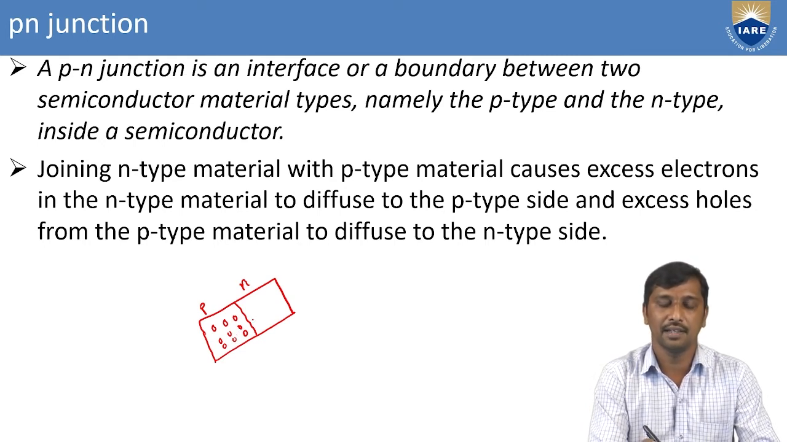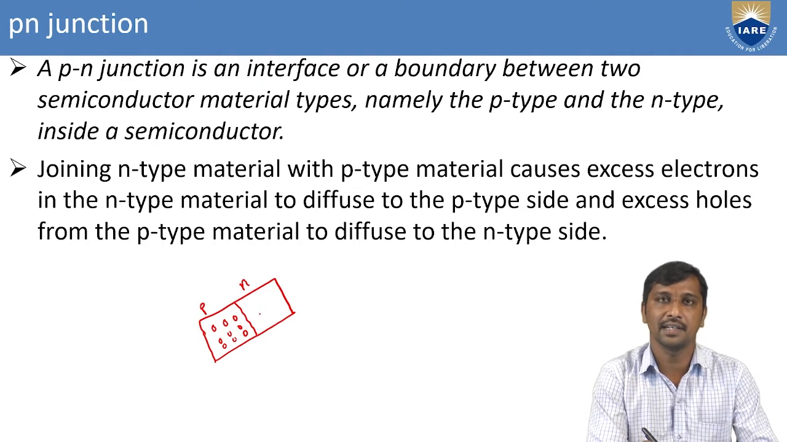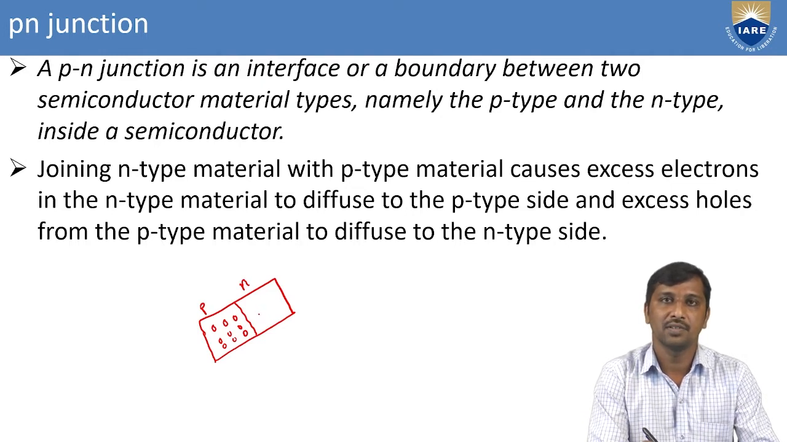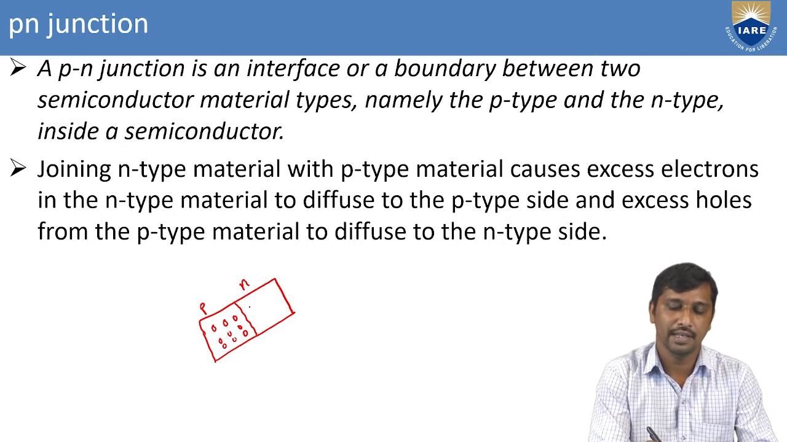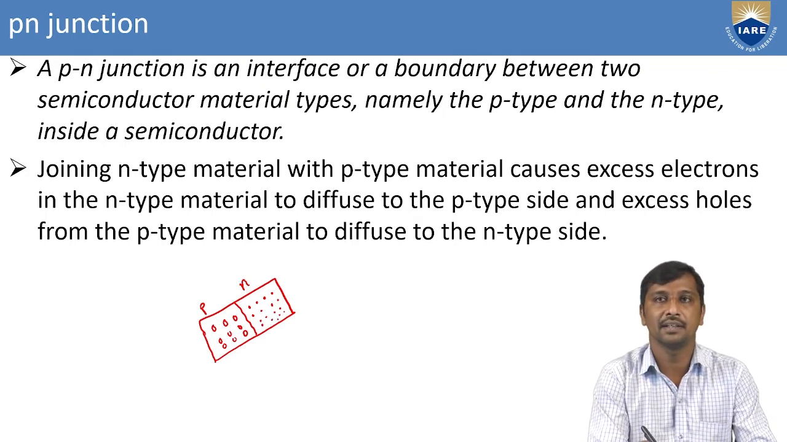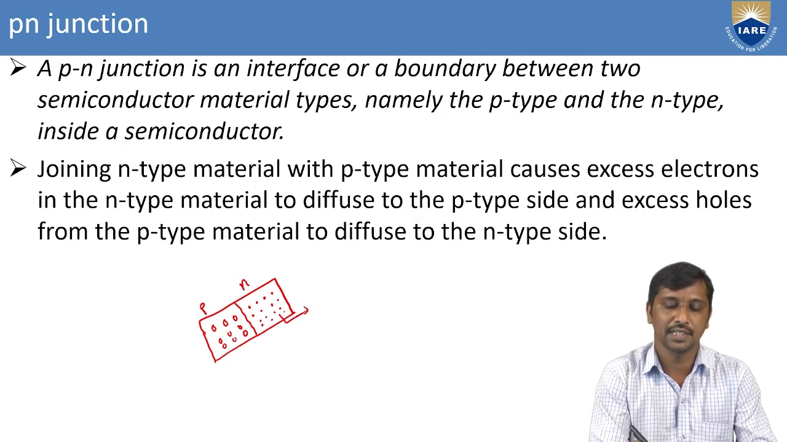Similarly, when pentavalent impurities are doped to an intrinsic semiconductor, it creates an n-type extrinsic semiconductor. And we know that, based on the doping level concentration, more electrons are created here, and hence the electrons are represented by this dot notation. In this n-type semiconductor, these are the majority charge carriers.